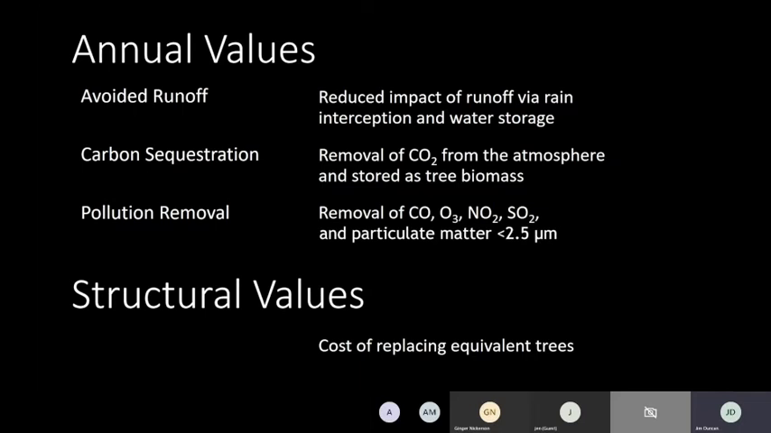As trees grow and establish, their leaf area can intercept rainfall, and their roots can soak up rainfall. This can avoid stormwater runoff and thus treatment by a stormwater treatment plant or a sewage treatment plant. There are calculations within iTree to estimate the value of not having that water end up in the sewer system. That was the value, and that's a per year value.